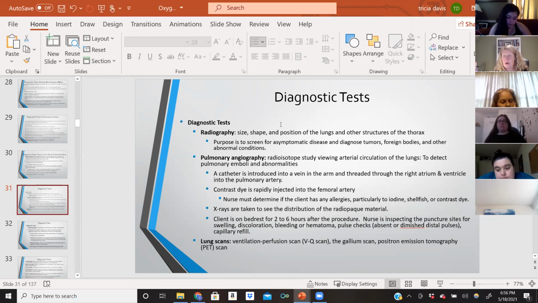And then you're going to want to do pulse checks. So you're going to want to check those pulses distal from the area that had the test done. Absent or diminished distal pulses are going to be an extreme emergency. You are going to want to notify the doctor right away. And then you're going to also want to check that capillary refill because you want to make sure that nothing was compromised and there's no abnormal bleeding in there. So you want to make sure that they have good cap refill and good pulses.